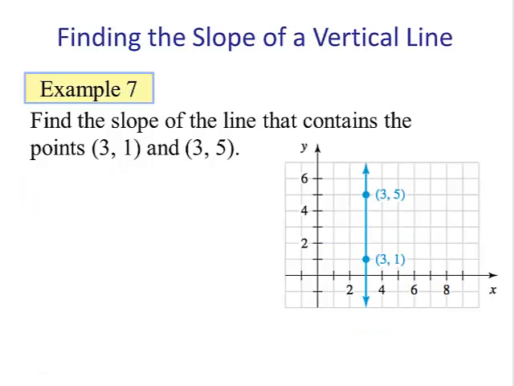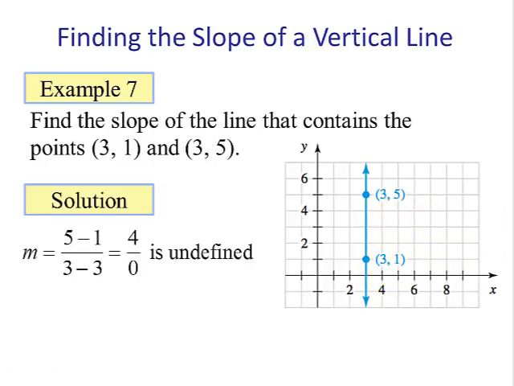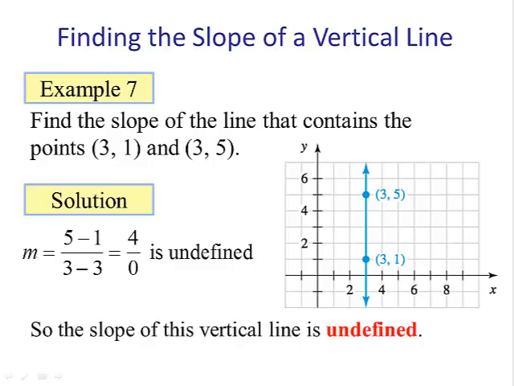Example 7, we're going to compute the slope for the points (3, 1) and (3, 5). So if we take our y coordinate, 5, and subtract our other y coordinate 1, we get 4, and then we take 3 minus our other x coordinate 3 and we get 0. Now 4 divided by 0 is what we call undefined. And it turns out that for any vertical line, the slope is undefined, does not exist.